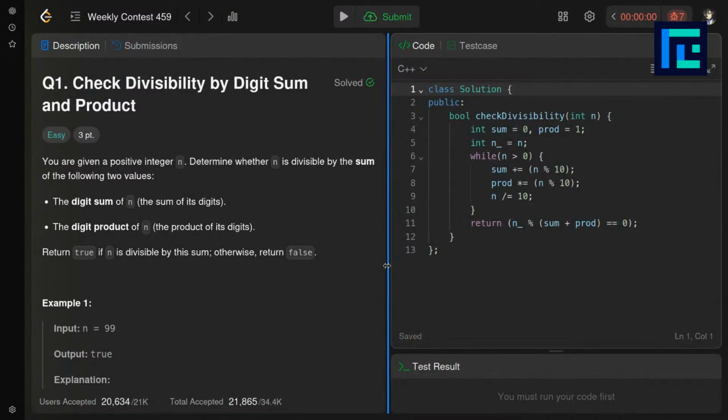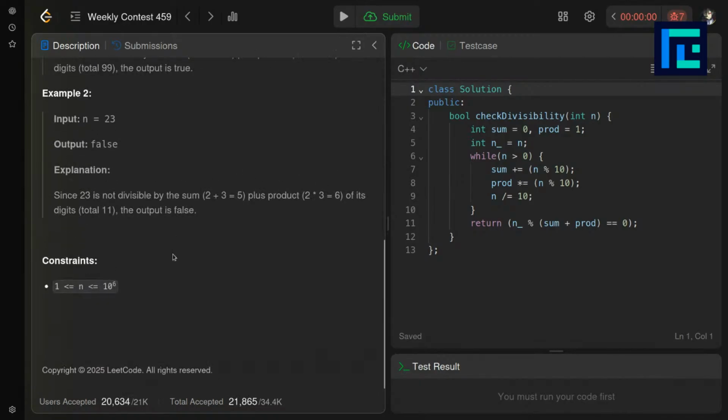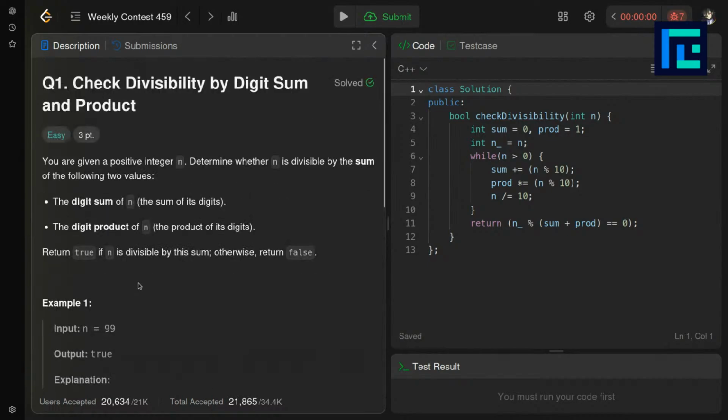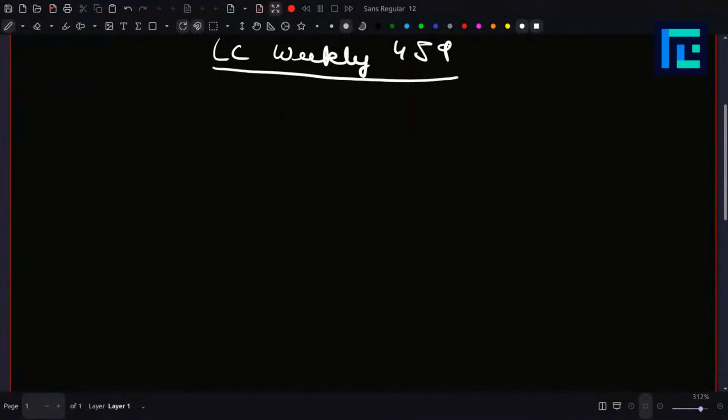So we are given a positive integer n. Determine whether n is divisible by the sum of the following two values. The first value is the digit sum of n, which is the sum of digits. The second one is the digit product of n, which is the product of digits. Return true if n is divisible by this sum, otherwise return false. So we simply need to find the digit sum, the digit product, find the sum of these two values, and check if n is divisible by this or not, right? And n goes up to 10 power 6. So nothing much to think here. In fact, we can just directly simulate the problem, right?